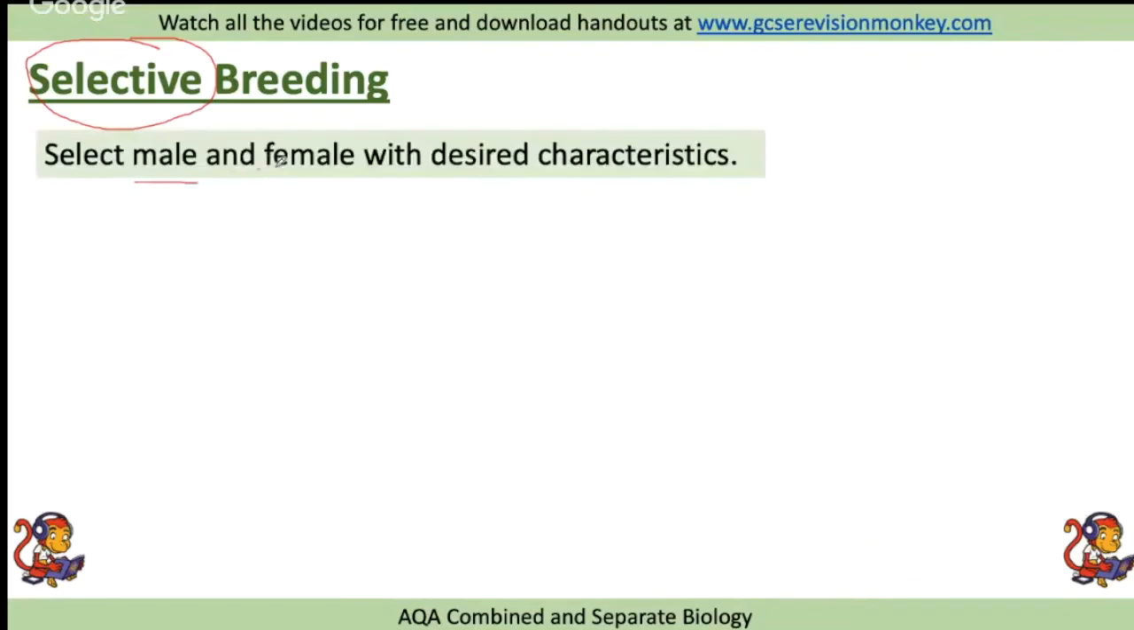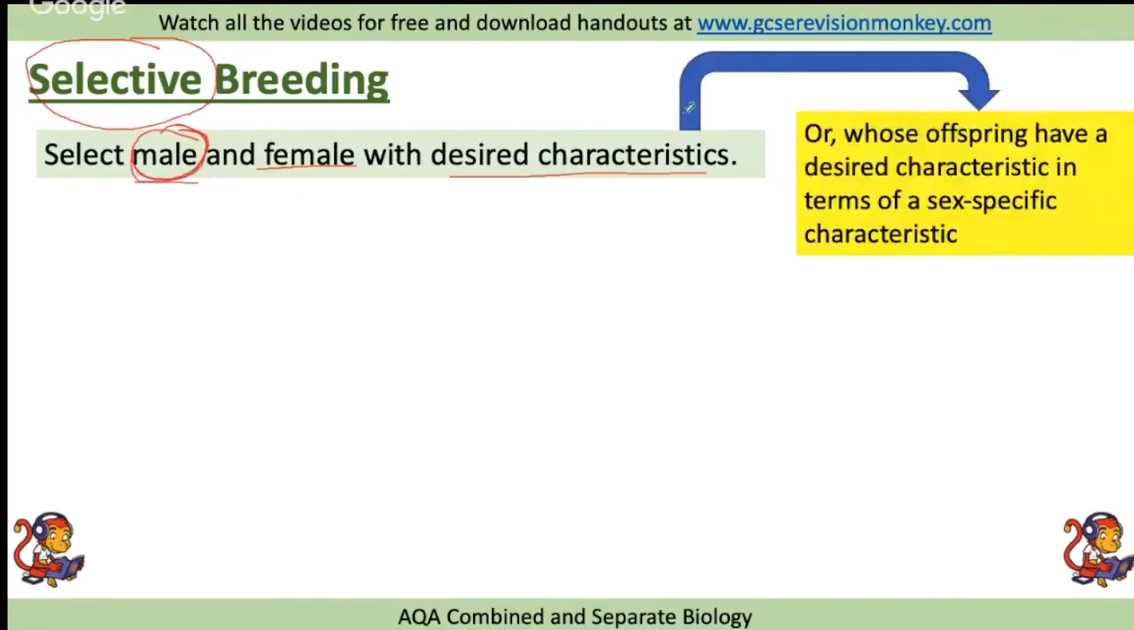You are choosing them for various reasons yourself. So you'd select a male and a female with desired characteristics. But for example, if you wanted a cow to produce lots of milk, you'd need to talk about not selecting a male that would produce lots of milk, but in this case, a male whose daughters would produce lots of milk. So in this specific example, you'd either choose the male and the female with a desired characteristic, or where appropriate, whose offspring have a desired characteristic. Okay, so if you're talking about cows and milk, obviously a male's not going to produce milk. So you'd choose a male that has daughters that produce lots of milk and breed that with a female.